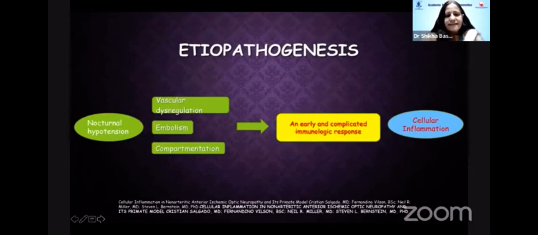The main factors are vascular dysregulation at the disc, embolism, compartmentation, and nocturnal hypotension, which is around 10 to 15 millimeters of mercury. It occurs at night and is the cause of the loss of vision in patients in the early morning. But what's important is that though there is a vascular insult to begin with, it ends up in cellular inflammation at the cell level. There is an early and complicated immunologic response.